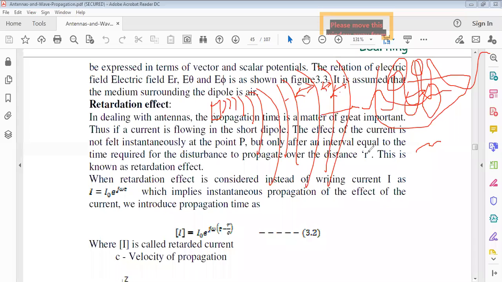Okay, but only after an interval equal to the time required for the disturbance to propagate over a distance r. This is known as the retardation effect. Remember this point: in dealing with antennas, the propagation time is a matter of great importance. You know that point, because if the current is flowing in the short dipole, the effect of the current is not felt instantaneously at a point P.